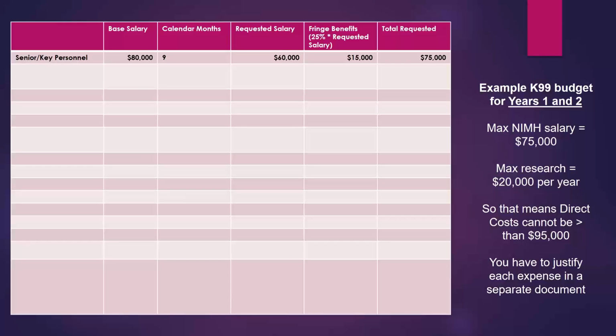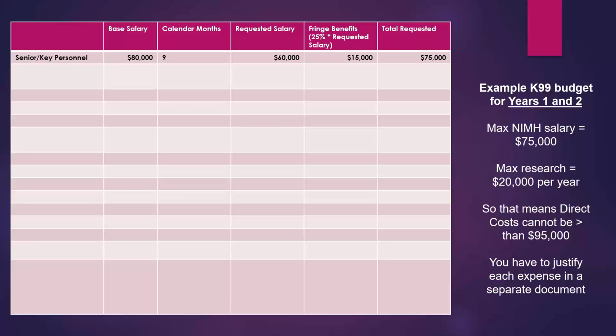So at the top, I have base salary, calendar months, requested salary, fringe benefits, which is 25% times your requested salary, and total requested. So we can see in the first row for senior key personnel, that's your base salary you determined with the powers that be is $80,000 a year. So then you calculate 9 calendar months at $80,000 a year. And that comes up to be $60K in requested salary on this grant.